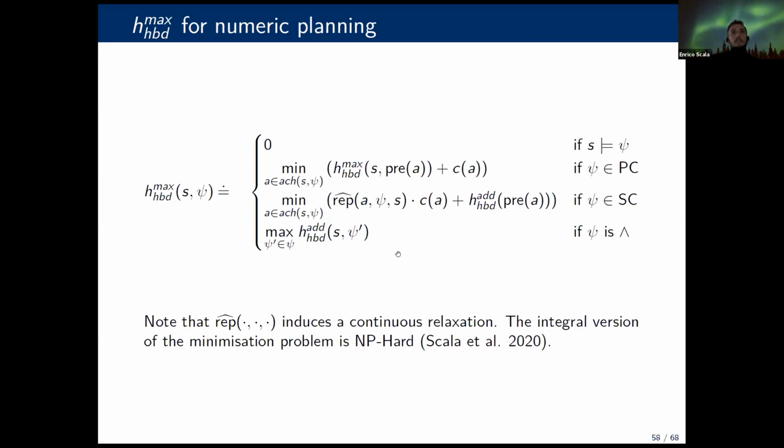So this can be plugged into the Hmax heuristic for classical planning, and we can extend it to make it sensitive to the numeric structure of the problem by just distinguishing the cases in which you have a numeric condition from the case in which you have a propositional condition. And by solving this problem here, you can have an estimate for numeric planning and classical planning altogether.